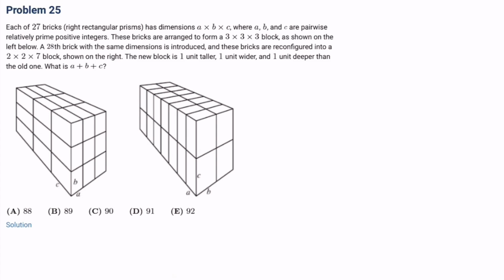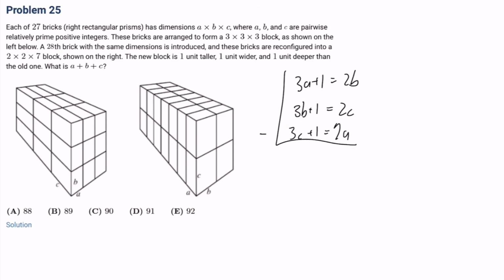Okay, so first we had 3A, 3B, and 3C sides. Next, after that, we got 2B, 2C, and 7A sides, which is equal to 3A plus 1, 3B plus 1, and 3C plus 1 respectively. So if we rewrite that, we get, 3A plus 1 becomes 2B, 3B plus 1 is the same as 2C, and 3C plus 1 is the same thing as 7A. So if we add these all together, we can see that 2B cancel out leaving 1B, 2C cancel out leaving 1C, 3A and 7A cancel out leaving 4A, so B plus C plus 3 is equal to 4A.